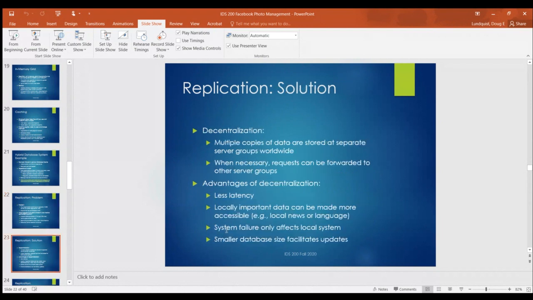Okay, so the solution to this issue is decentralization. And essentially what Facebook and a lot of other organizations do, they store multiple copies of data at separate server groups worldwide, right? So they'll have a data center, say, for the West Coast, for the Central US, for the East Coast, one in London, one in Tokyo, one in Europe somewhere, one in South America, one in Africa, maybe a couple in India, I don't know. Okay, so they'll have data centers all over the world. And when necessary, requests for data that are not available locally can be sent to other server groups, right?